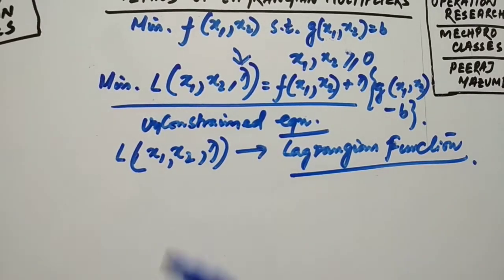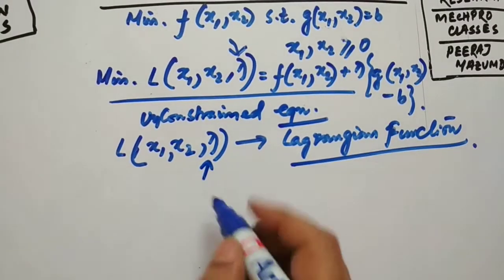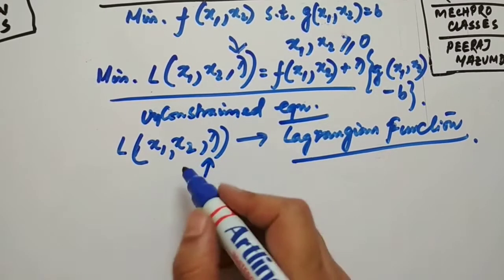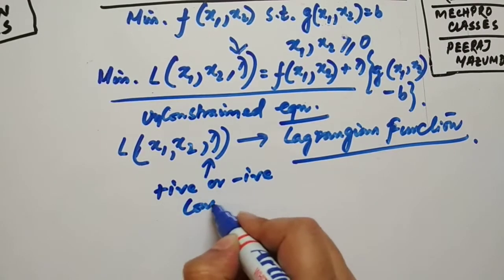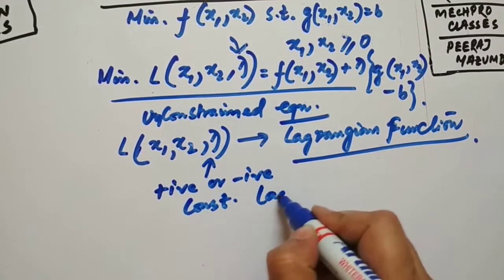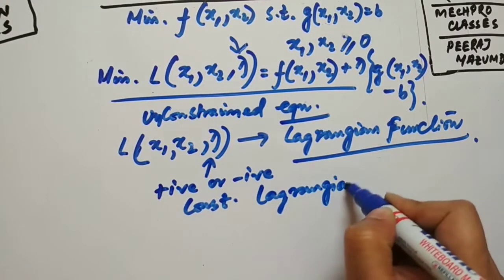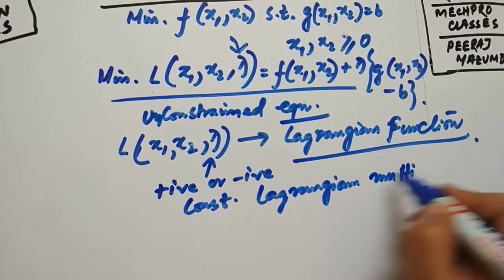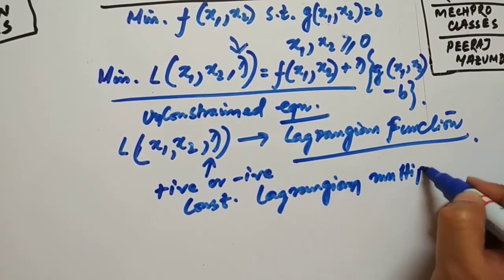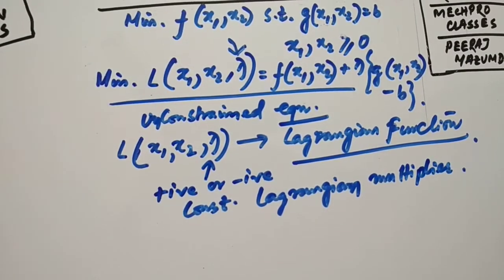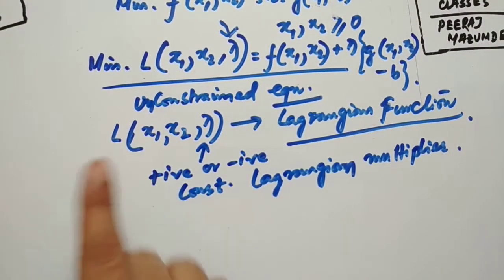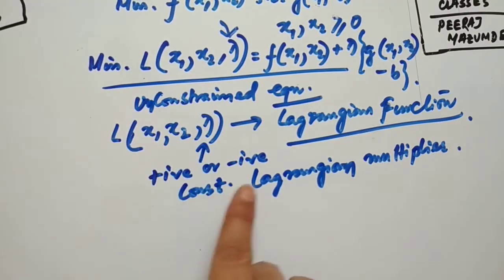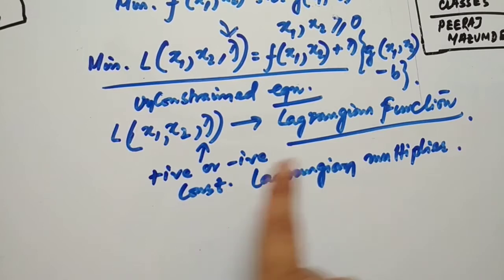And this particular lambda, you can say it is an unspecified positive or negative constant, and it is called the Lagrange multiplier. Okay, now our new objective is to find an appropriate value for this Lagrange multiplier lambda. Okay, so we'll proceed now.